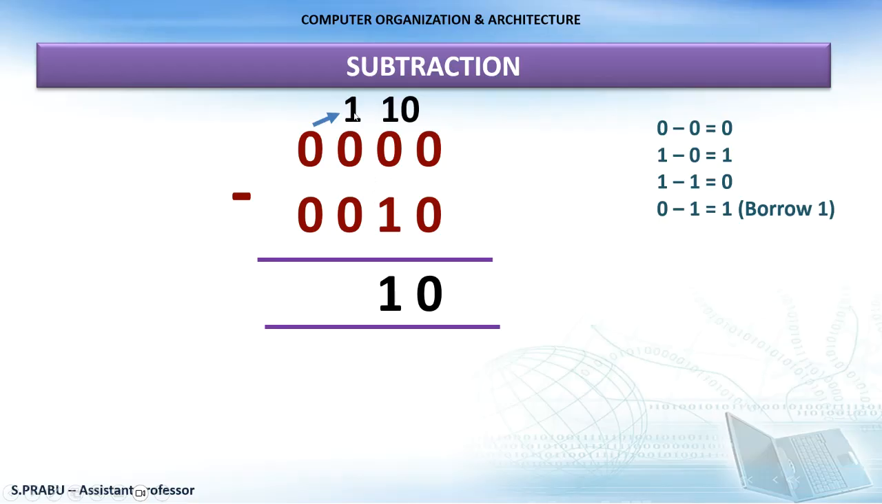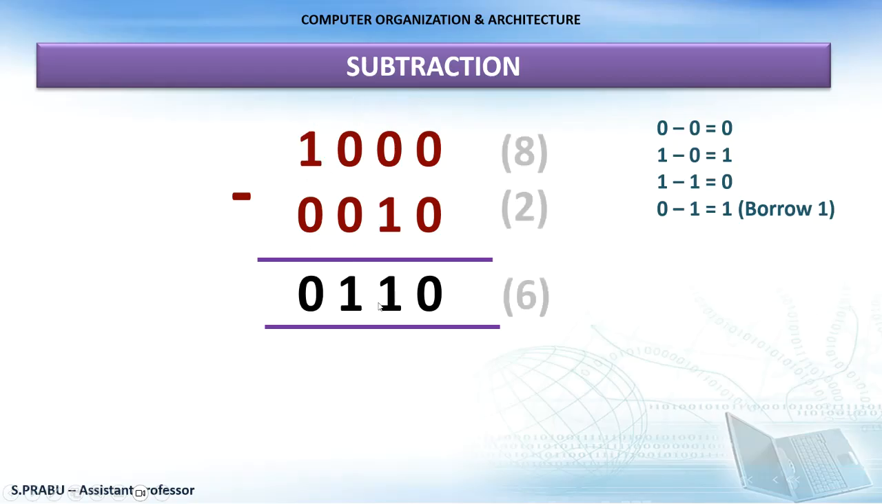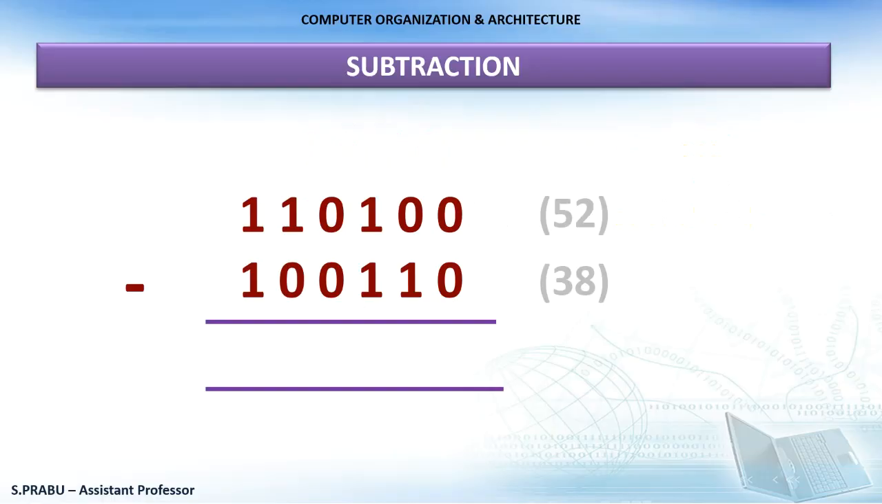This value becomes 1. 1 minus 0, 1. This value becomes 0. 0 minus 0, 0. So this is the actual result of this subtraction process. Let's see another example.